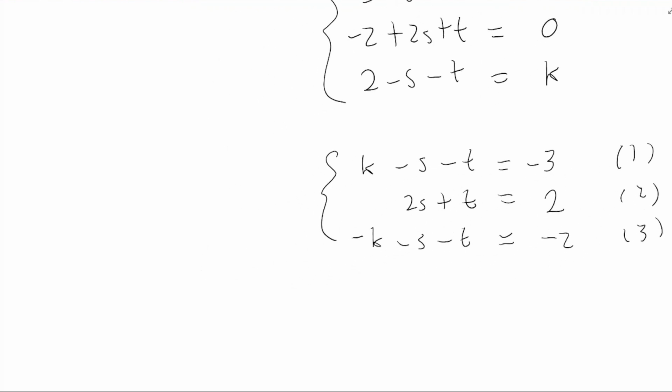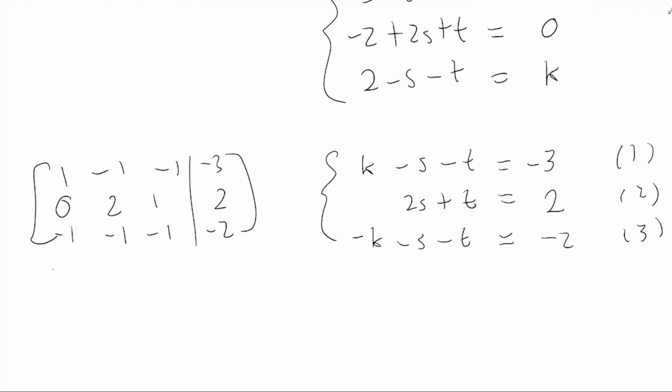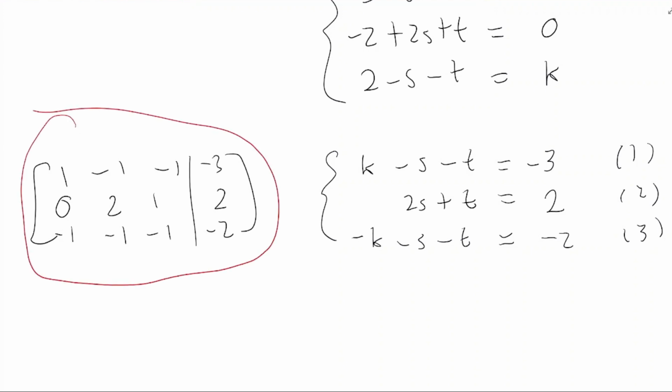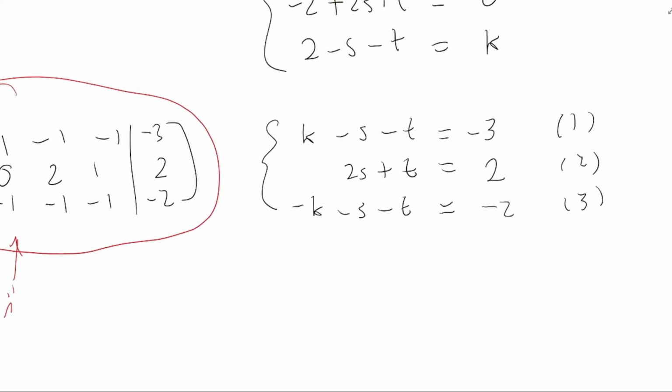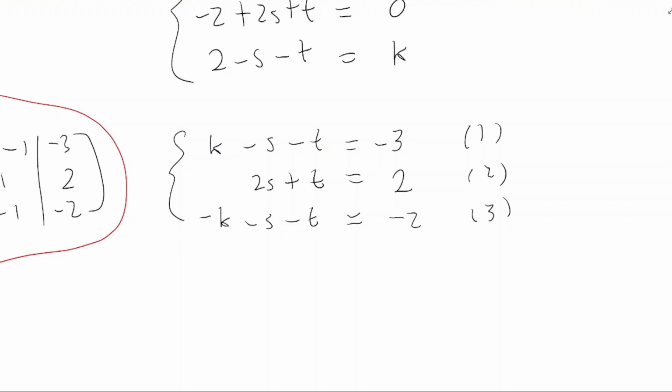Now from here, you can just whack it in an augmented matrix if you want: 1, -1, -1, -3, 0, 2, 1, 2, and -1, -1, -1, -2. Although we don't know how to solve augmented matrices in a 3x3 system yet, we will learn that later on in the topic, but it may be hard. Let's maybe see if we can solve these just by finding a cool little trick.